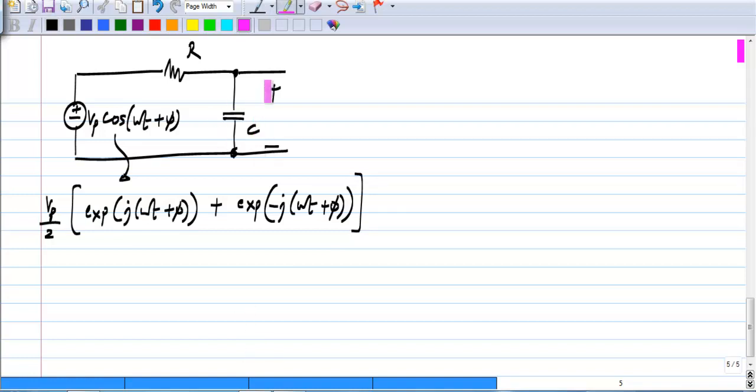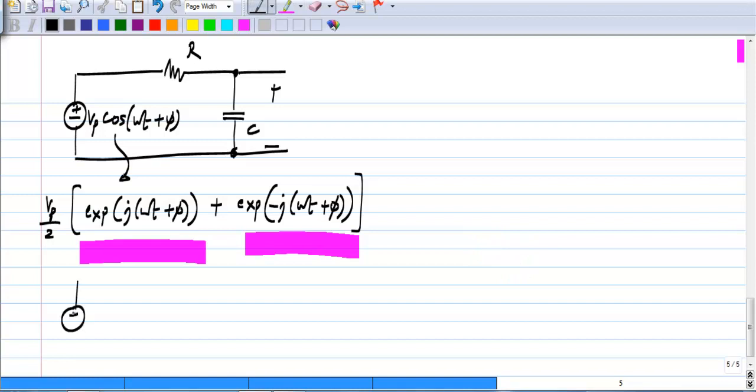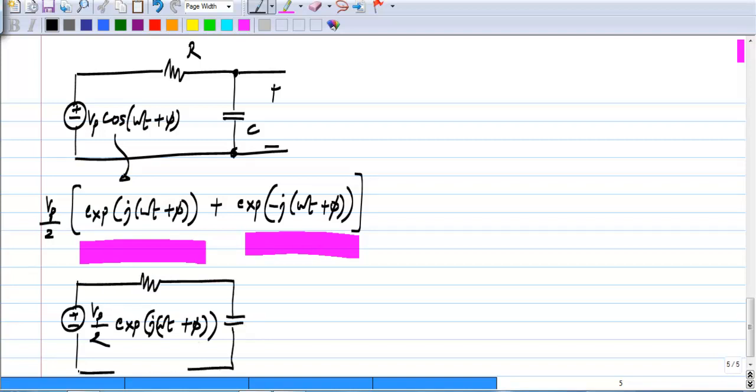Now, if we are finding out only the steady state part of the response, we can use superposition. You can think of this as a combination of two sources, exponential of plus j(omega t plus phi) and exponential of minus j(omega t plus phi). So, if we have Vp by 2 exponential j(omega t plus phi), it's very easy to write down the steady state response.